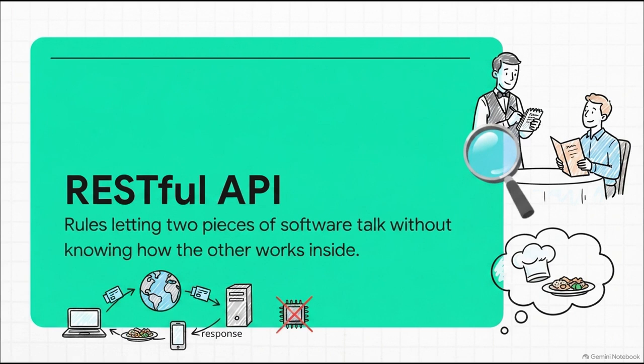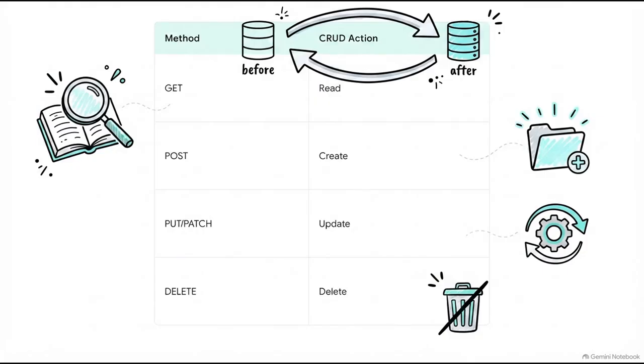A RESTful API works on this exact same client-server separation. It's stateless, which basically means every single request contains all the information needed, and the server doesn't keep any memory of your past requests. The really cool part is that APIs use standardized HTTP verbs that map perfectly to the 4 things almost every API does: create, read, update, and delete, what we call CRUD.